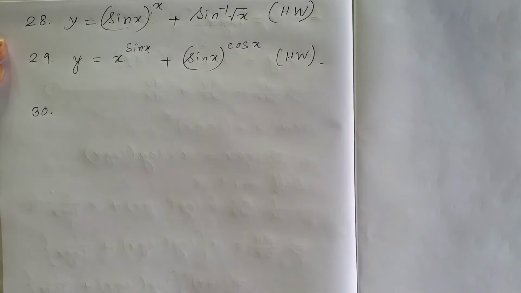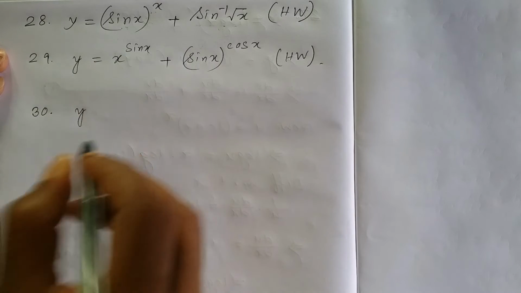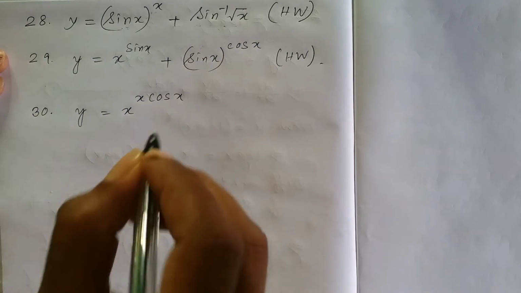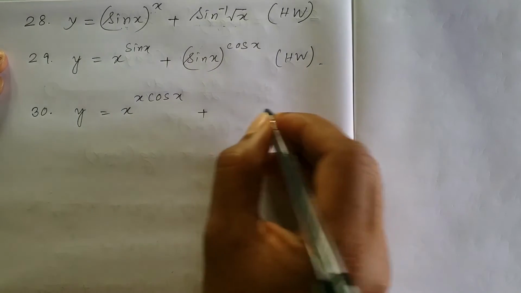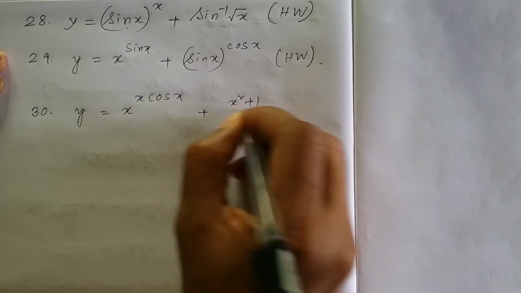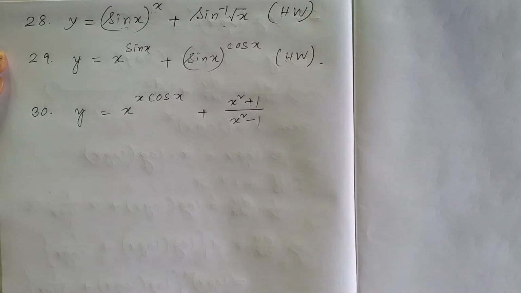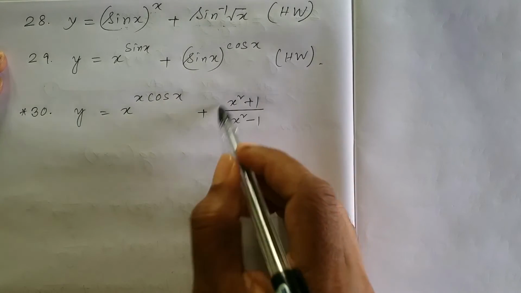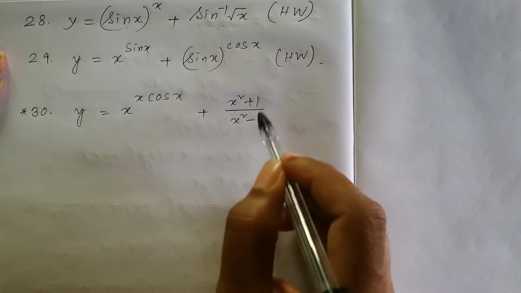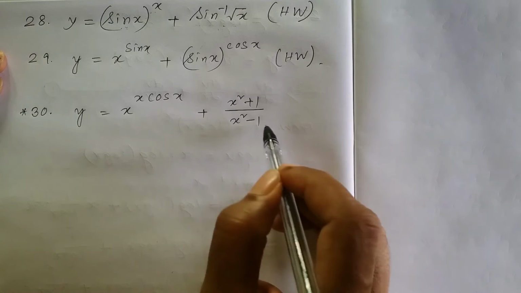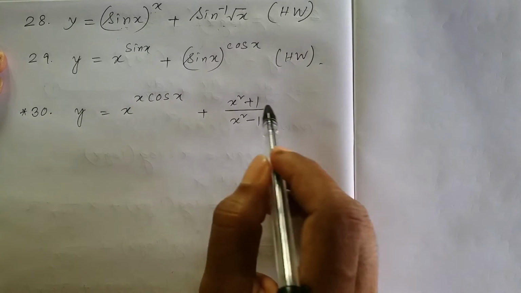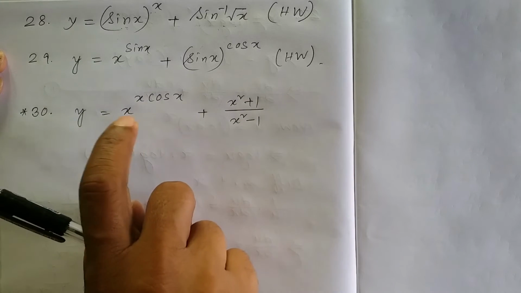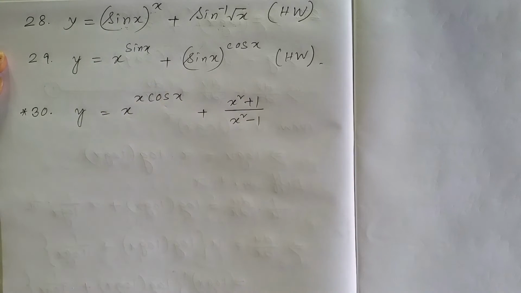Question number 30: this is y is equal to x to the power x cos x plus x square plus 1 divided by x square minus 1. This is the question. Two important questions have been set before. In this question the second part is straightforward differentiation of a quotient function. The denominator whole square, and the rest is denominator into derivative of numerator minus numerator into derivative of denominator, you know this. But this function is of the form f of x to the power g of x, this type.